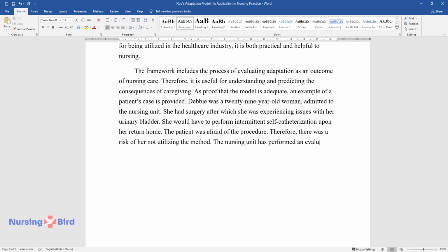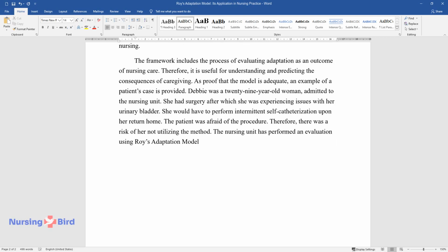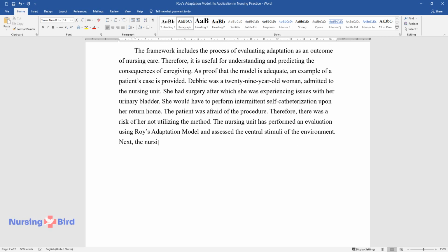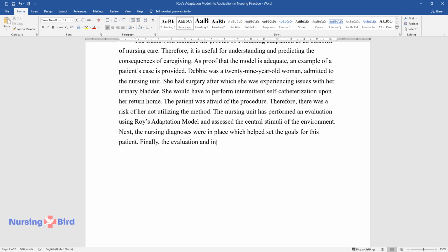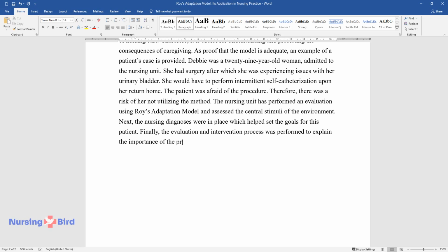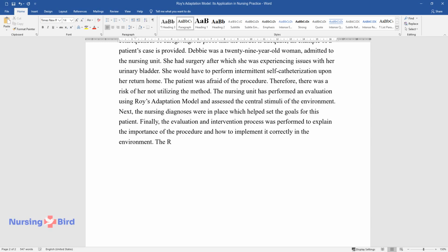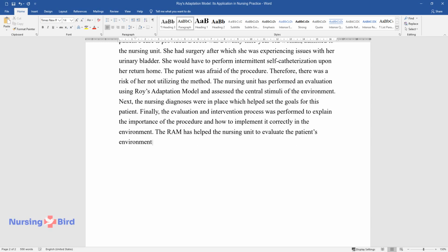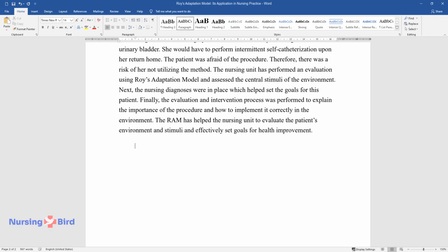The nursing unit has performed an evaluation using Roy's adaptation model and assessed the central stimuli of the environment. Next, the nursing diagnoses were in place which helped set the goals for this patient. Finally, the evaluation and intervention process was performed to explain the importance of the procedure and how to implement it correctly in the environment. The RAM has helped the nursing unit to evaluate the patient's environment and stimuli and effectively set goals for health improvement.